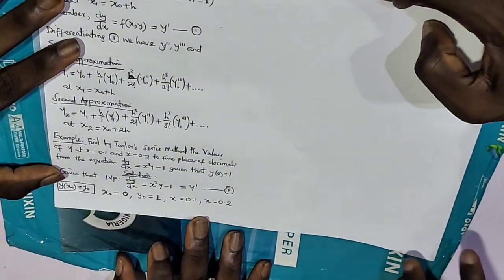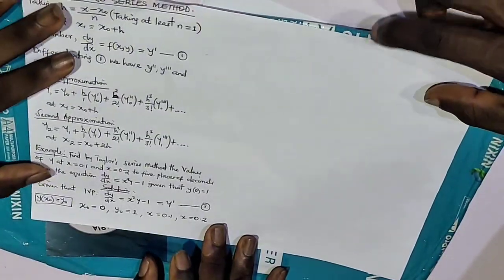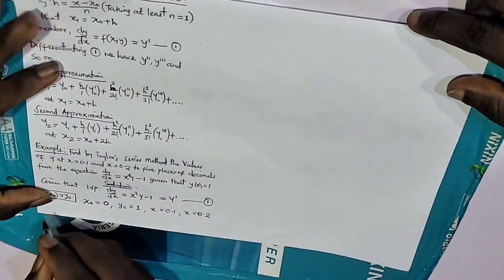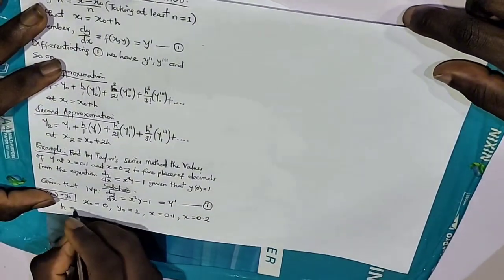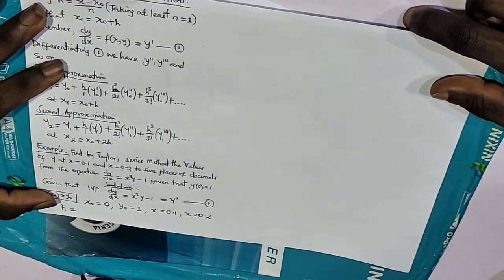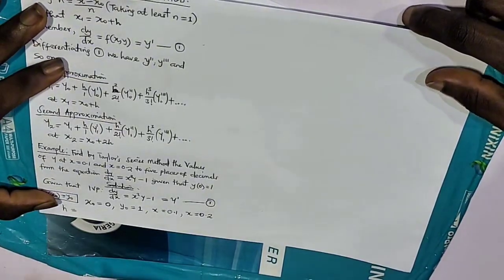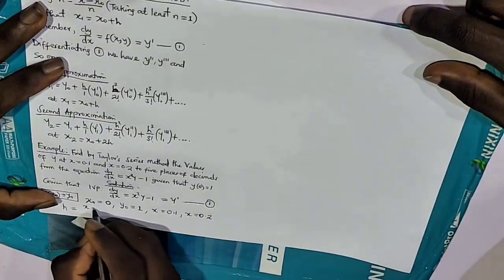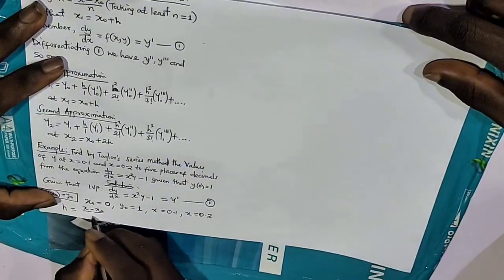Well, now we are going to find the value of h, our step size. And we say that h is equal to x minus x naught over n.